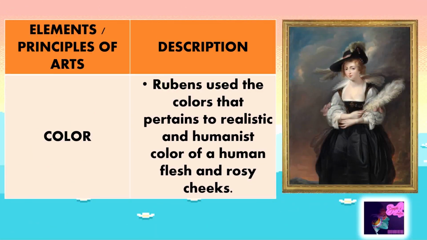Let's now see the elements and principles of art used. We will be focusing on the color. Rubens used realistic and humanist color of human flesh and rosy cheeks. As you can see in the painting, Rubens used a realistic and humanist color that makes the painting look real. Again, that was the portrait of Helena Fourment, our first Baroque artwork.